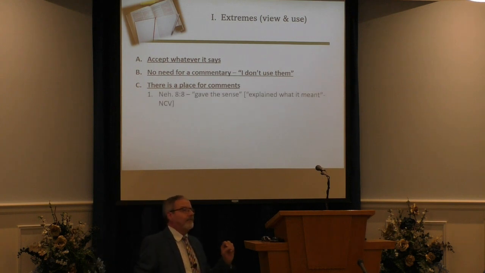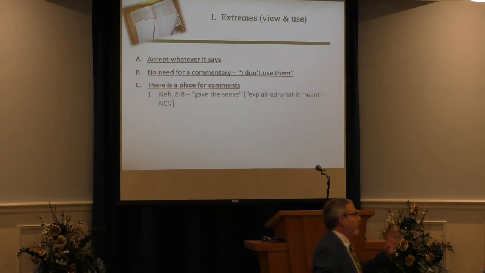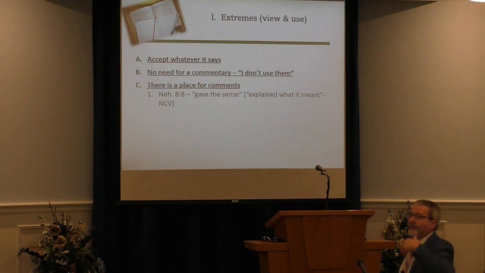Now there's a place for comments. Let's look at Nehemiah 8 in verse 8. What's the circumstance? Someone quickly, we don't want to run out of time here. What was going on in Nehemiah 8? Ezra the scribe is who's being dealt with. Yes. They read from the book, and then the text says they gave the sense. The New Century, and others translate it, explain what it meant.